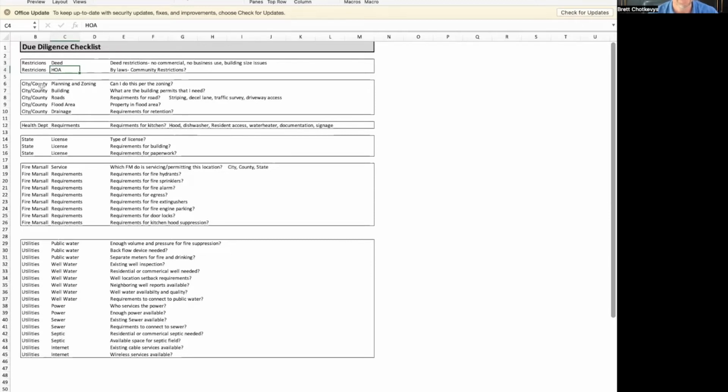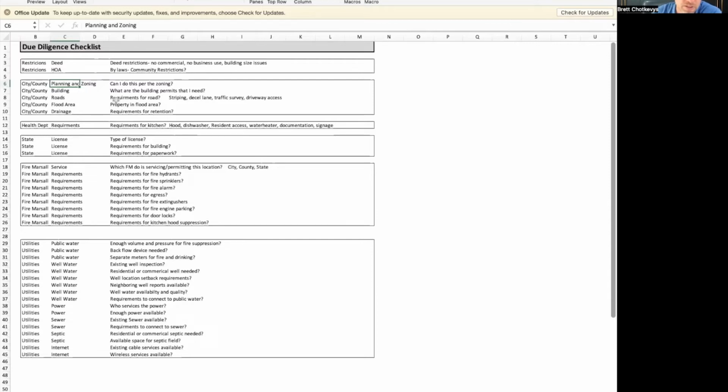Next, the city/county. I said city/county because sometimes it may be the city, sometimes it may be the county, and sometimes it may be both. But this is where we break down planning and zoning. What are the appropriate zoning that I can do for my assisted living? Now, each city or county may be different on this. They may say you can do it in residential. They may say you can do it in multifamily. They may say you can do it in commercial, C1, or a number of things.